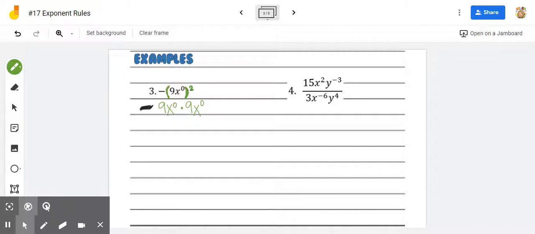Okay, so now we need to take a look at what we know. Well, a negative 9 times 9 would end up giving us a negative 81.